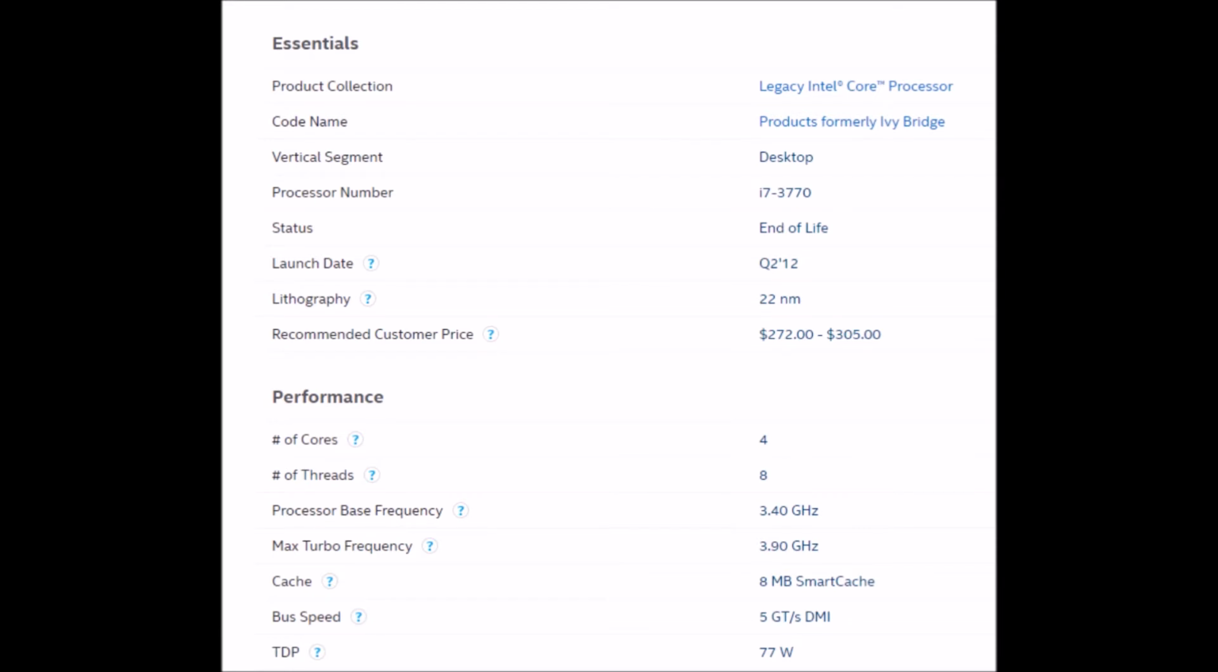Okay, so before we get into any benchmarks, we're going to have a quick look at the specifications of these CPUs. Now, starting off, the i7-3770 has 4 cores and 8 threads due to hyperthreading. The processor base frequency is 3.4 GHz, while it turbos up to 3.9 when under load.